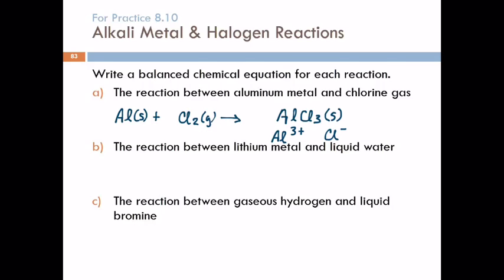Then we need to balance this. We've got a 2 here and a 3 here. We've got an odd-even issue, so let's double this to make it even. So now we've got 6 chlorines over here, so we can put a 3 in front of the chlorine on the left and get 6, and then we'll put a 2 in front of aluminum, and it'll be balanced. Any questions about that one?